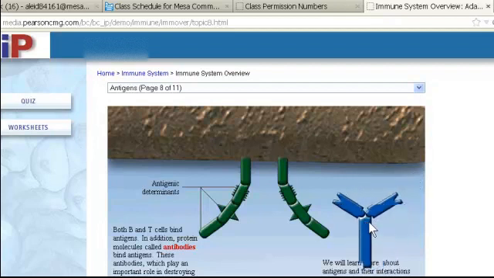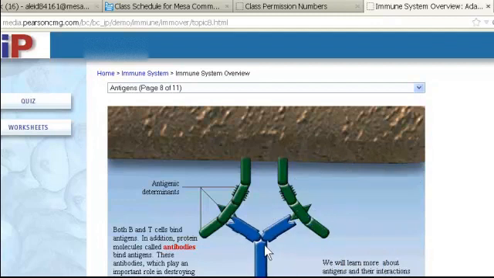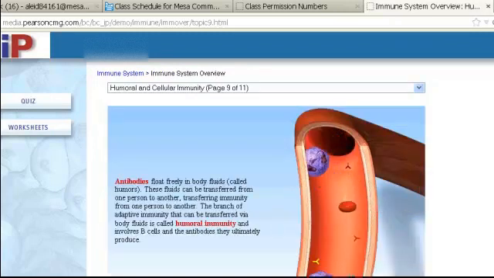So this antibody would be floating around in the plasma, and again, it may come into contact with this particular pathogen, and if it has the right shape, like that, it would then bind with it. Okay? Which is going to be pretty important in terms of identifying that particular pathogen and then initiating an immune response.